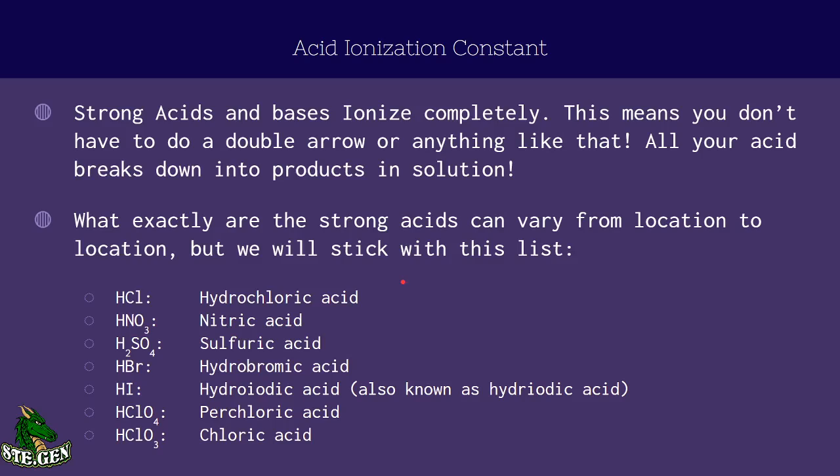Now, the strong acids can vary from location to location. Sometimes some of these are not counted, like HI occasionally isn't counted. Sometimes they'll count other ones as being strong, like nitrous acid or sulfurous acid possibly. But these are the ones that pretty much everywhere we'll say are strong acids: hydrochloric, nitric, sulfuric, hydrobromic, hydroiodic, perchloric, and chloric acid. So we're just going to stick with this list.